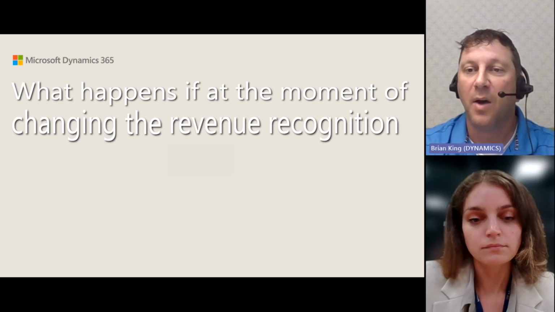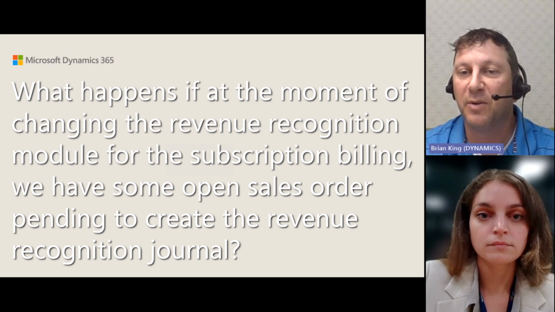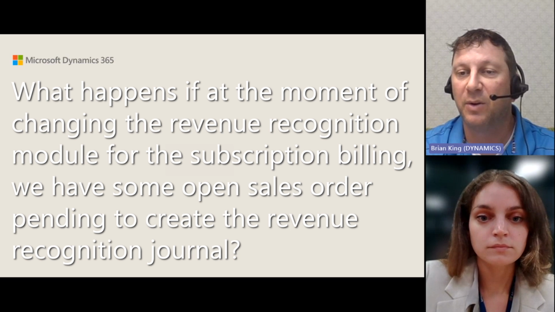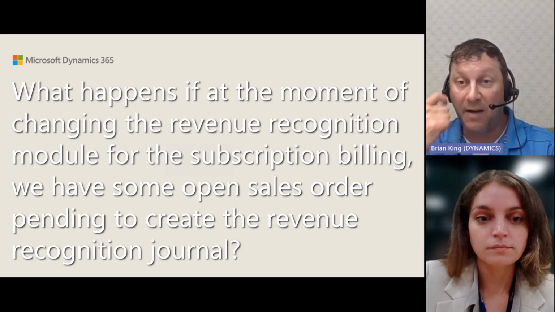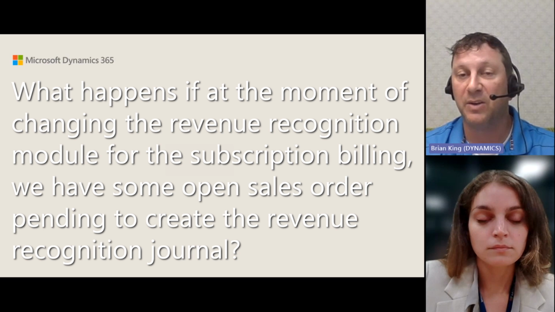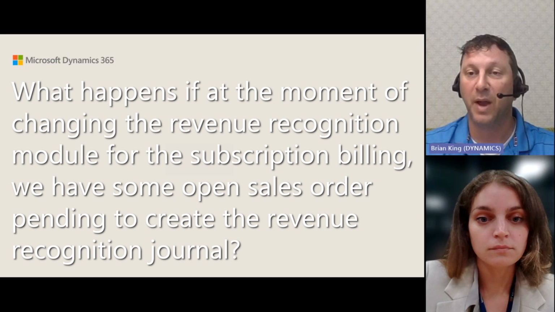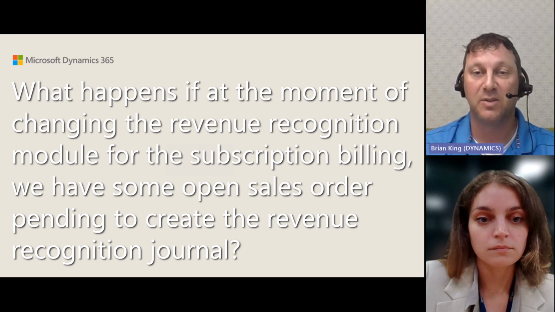All right. So here we go. Just did the financial tags. The next one. What happens if at the moment of changing the revenue recognition module for the subscription billing, we have some open sales order pending to create the revenue recognition journal? So if you have ones that are pending to create the revenue recognition journal, so I'm reading this as to do the recognition, then you would use the stubbing function that we talked about in the video.